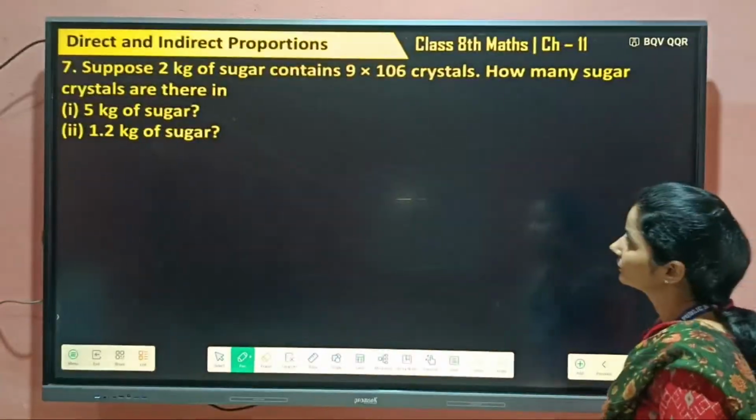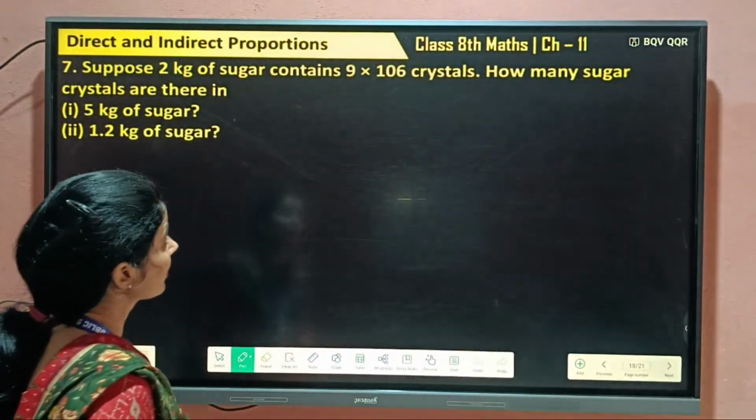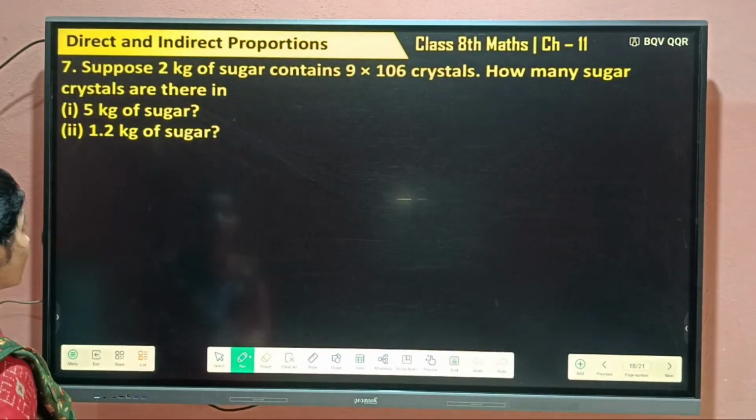Next is, suppose 2 kg of sugar contains 9 into 10 raised to power 6 crystal. How many sugar crystals are there in?